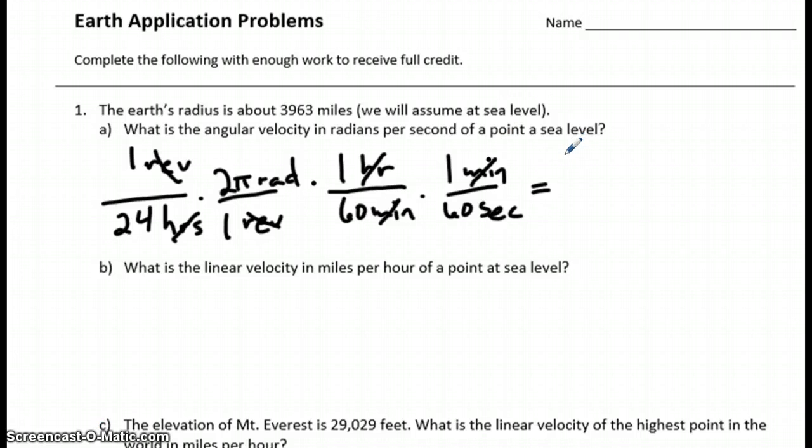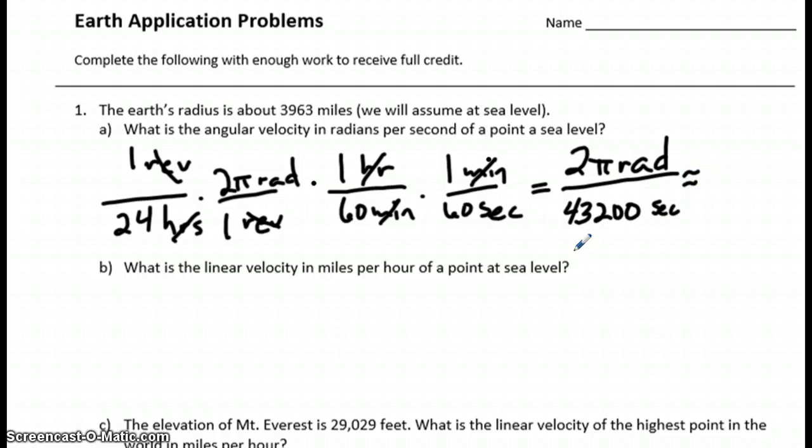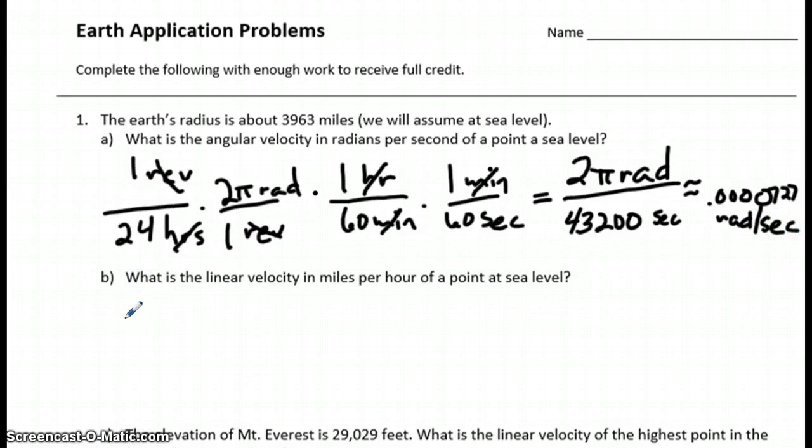All right, in the numerators, we multiply across. Looks like we have 2 pi radians in approximately 60 times 24, which is about 43,200 seconds. Now, decimal approximation, we get about 0.0000727 radians per second. Okay, let's move on to part B.